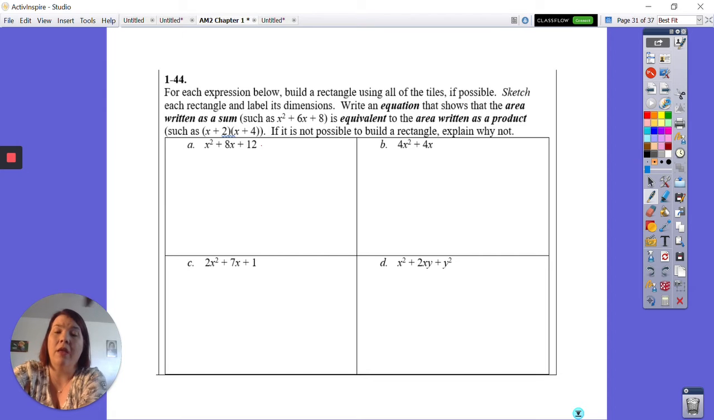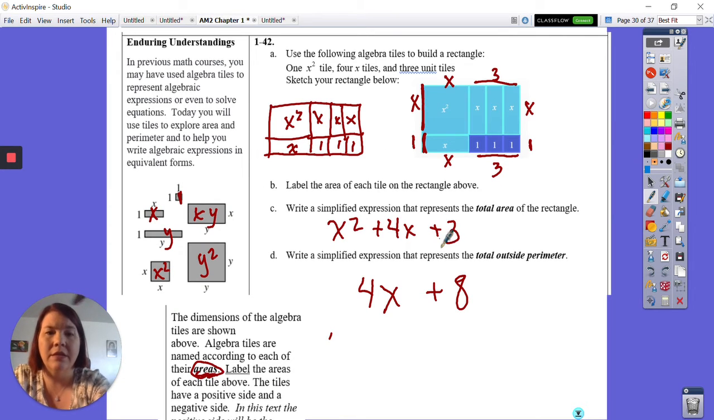And so we want to write the equation as a product and as a sum and area. So I want you to kind of go back here. This is a simplified expression for area. One of the other things I could have written for the area is a multiplication problem.